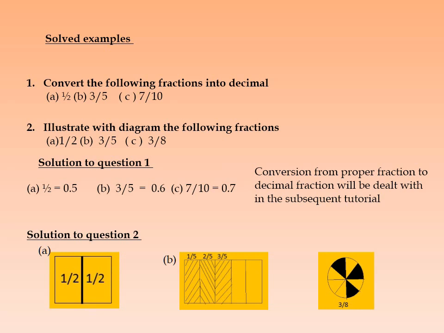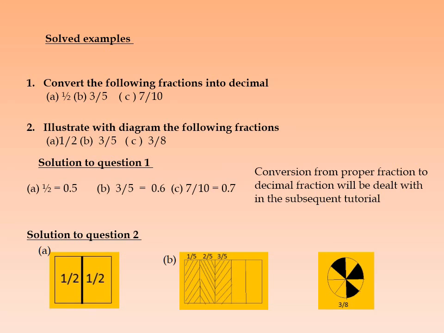Then the second one, that is 2b, we have to represent 3/5 with a diagram. So we have a rectangle that is divided into 5 equal portions, and the first part contains 1/5. The second part contains 2/5. The third part, that is 3/5. So when we divided the rectangle into 5 equal portions, 3 portions were shaded to depict 3/5.